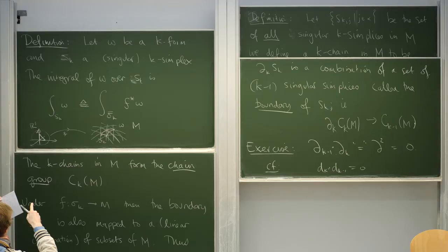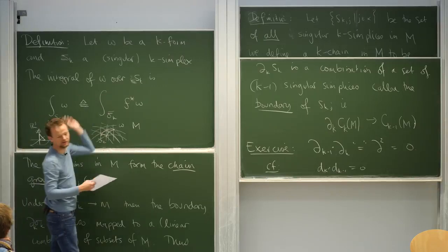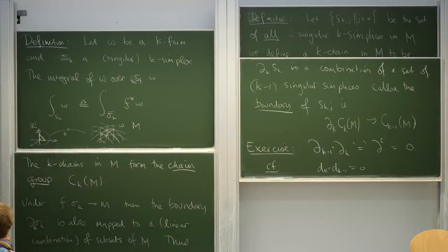Yeah? This sigma bar, was this the standard k-simplex? Yeah, now it's just a k-simplex. Then it doesn't depend on different F because we have translation invariance. That's right, yeah. It doesn't depend on different F because we have translation invariance.